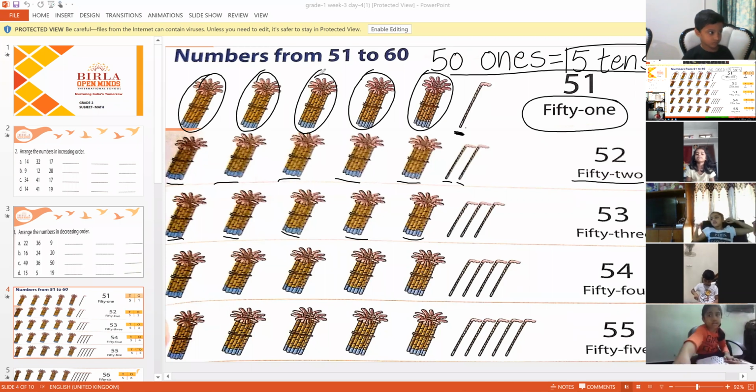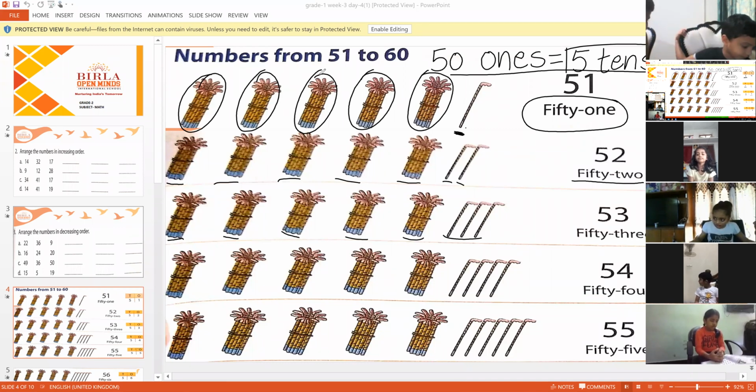Yes. So in tens place again we will write 5. And there are 3 sticks which are kept separately. Right. So in ones place we will write 3. So the number is 5, 3, 53. Okay.